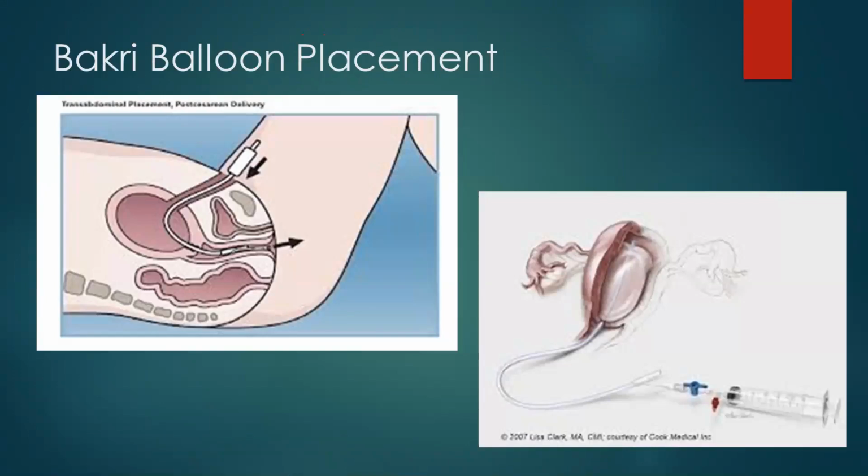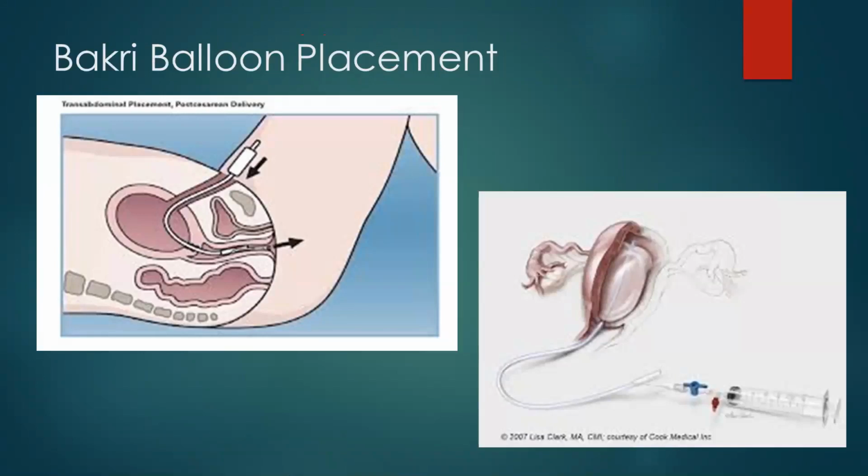If not, this is a Bakri balloon. Our L&D nurses are well versed in this, but this basically looks like a very large Foley catheter. In the trauma setting, we place this into the uterus through the hysterotomy, and the end of the catheter is fed through the cervix and out through the vagina. You blow it up, and what this does is it puts pressure on the placental site where most of the bleeding is occurring, and then we close the uterus.